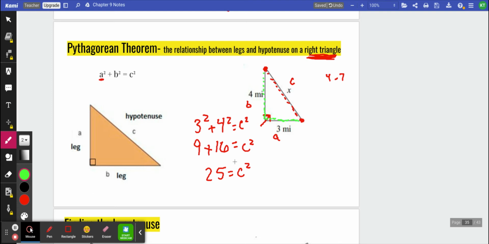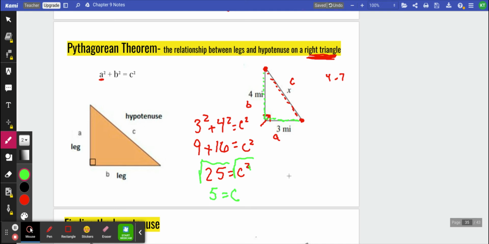So we have to remember back to 9192 when we talked about square roots, right, to solve? So if I square root both sides, I get 5 equals c, because a square root cancels out a square.